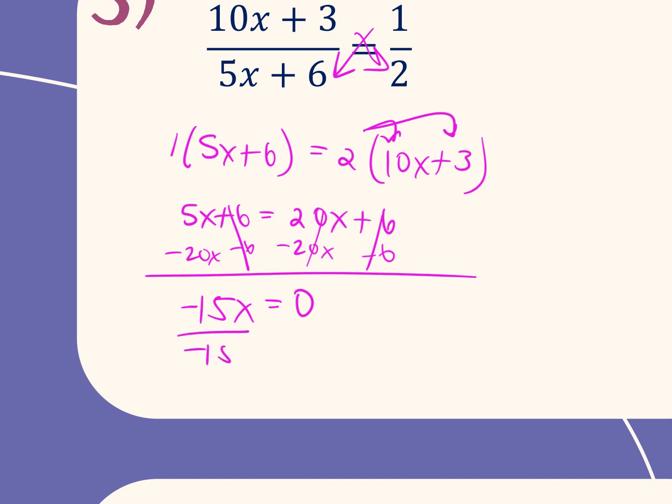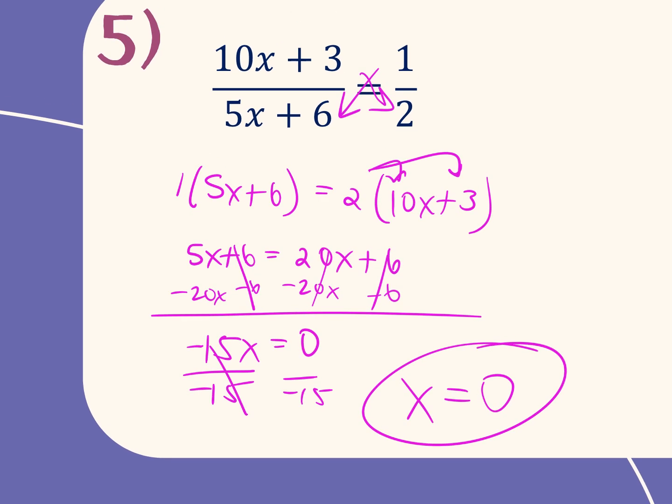I can divide both sides by negative 15. What is x going to give me? If I divide 0 by negative 15, what does that give me? 0. Perfect. Can you plug 0 back in here? Yeah.